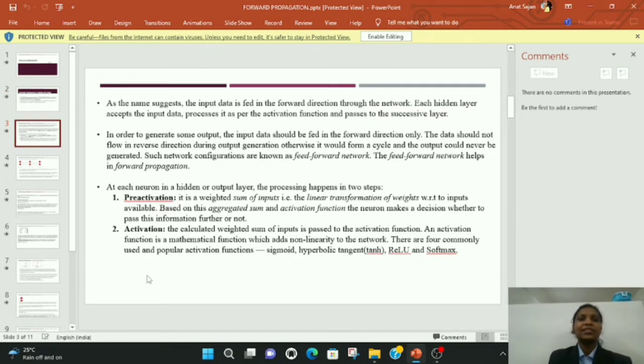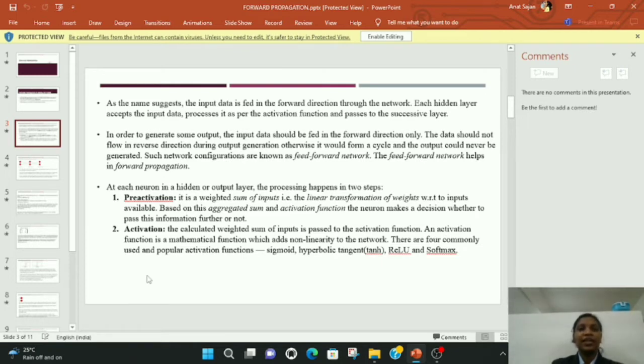As the name suggests, the input data is fed in the forward direction through the framework. Each hidden layer accepts the input data, processes it as per the activation function, and passes it to the successive layer. In order to generate some output, the input data should be fed in the forward direction only. The data should not flow in the reverse direction during output generation, otherwise it would form a cycle and the output could never be generated. Such network configurations are known as feed-forward networks. The feed-forward network helps in forward propagation.